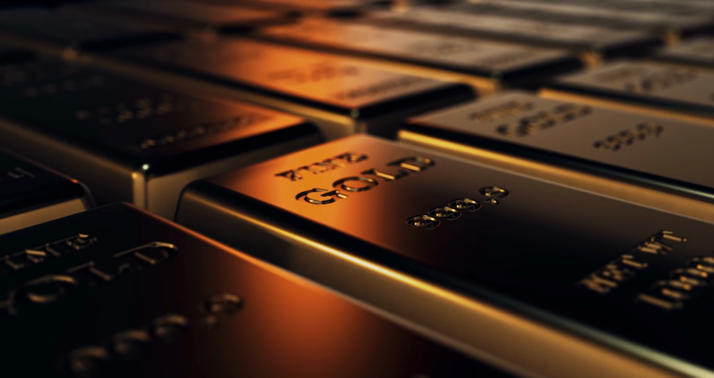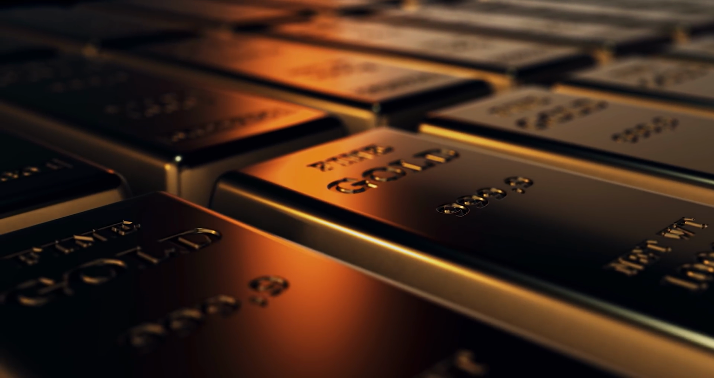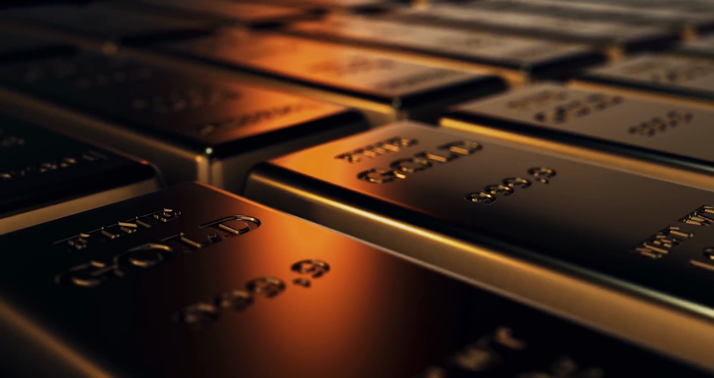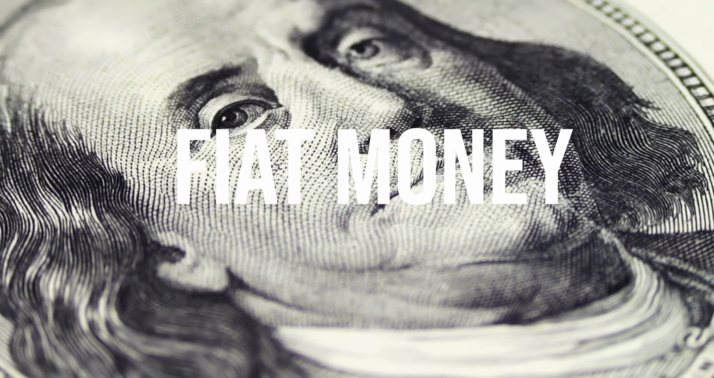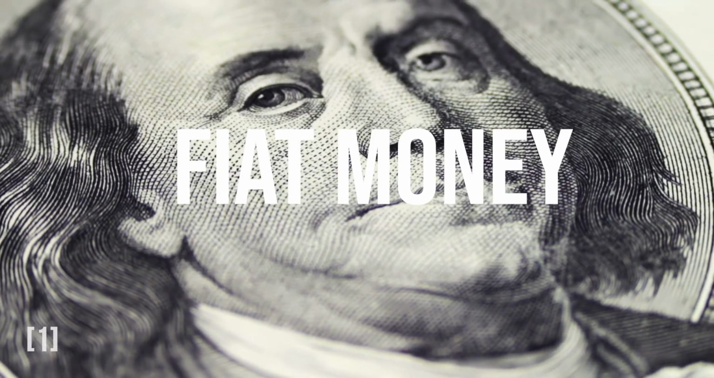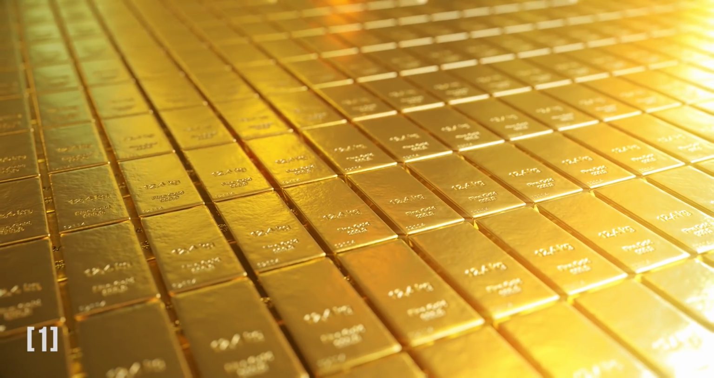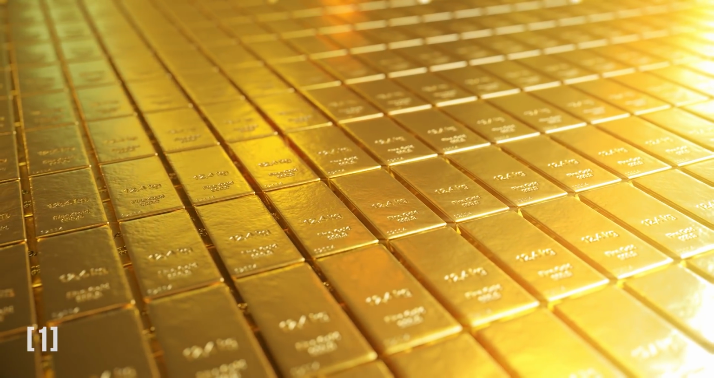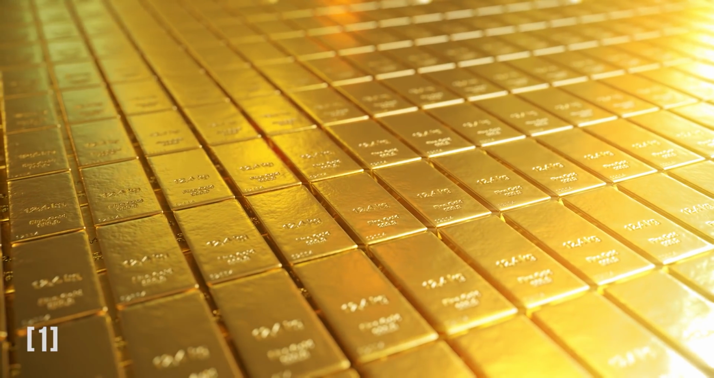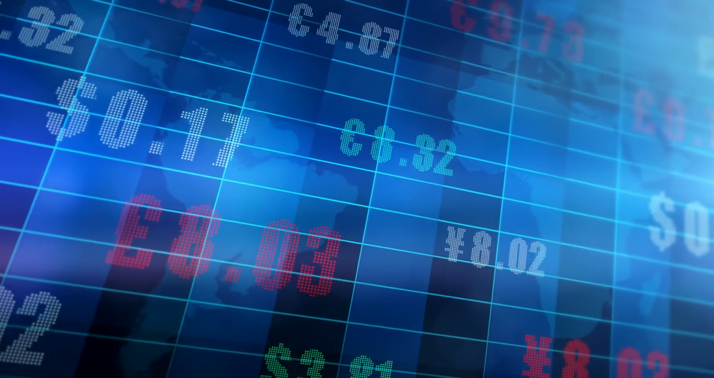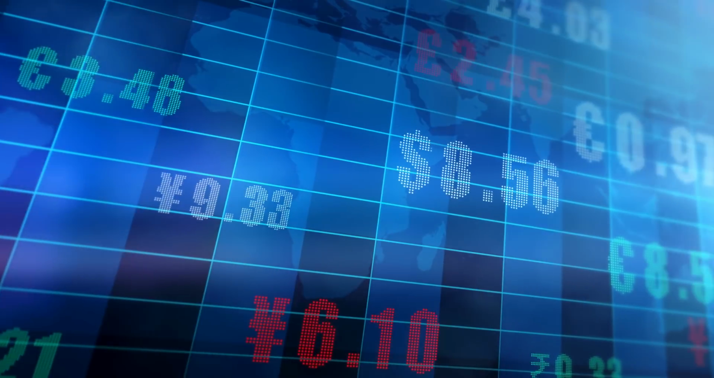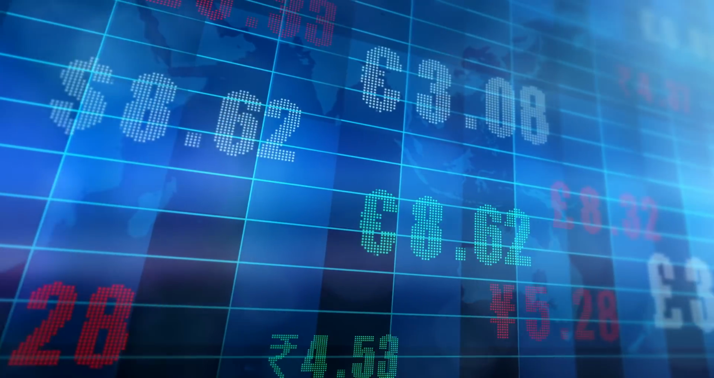Since officially abandoning the gold standard in 1973, the dollar is what economists call fiat money. The word fiat comes from Latin and is often translated as a decree, but in summary, the term means that the money is not backed by a physical asset, like gold or silver. Pretty much every currency in the world is fiat money, and their value fluctuates in relation to each other.